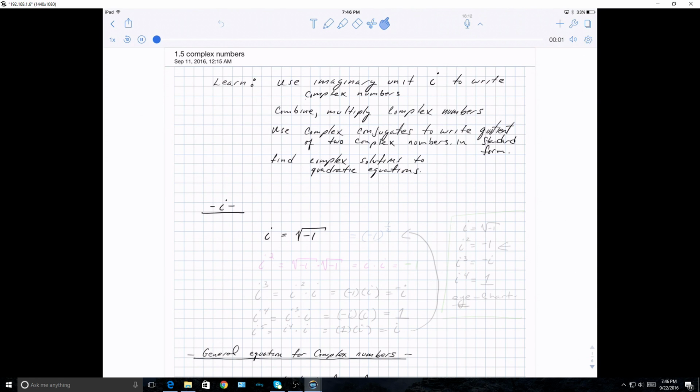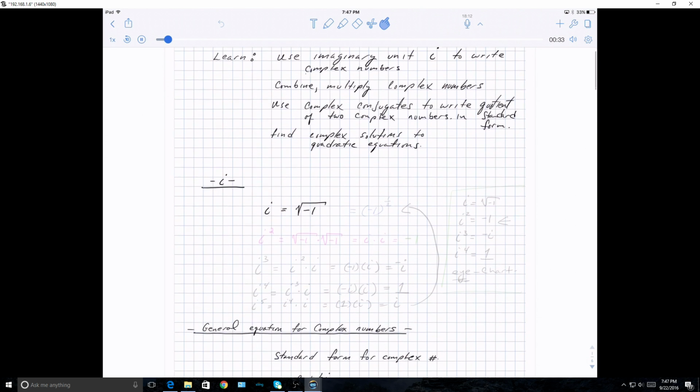All right, now let's talk about 1.5 complex numbers. We're going to learn about complex numbers, or imaginary numbers, as i. We're also going to look at combining and multiplying complex numbers. We're going to use conjugates to get the complex form into standard form. And we're going to find some complex solutions to quadratic equations.